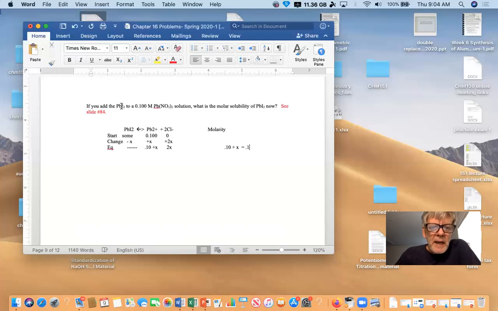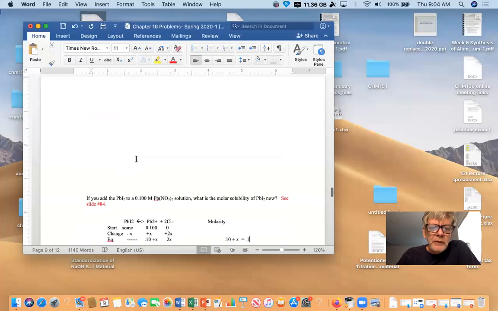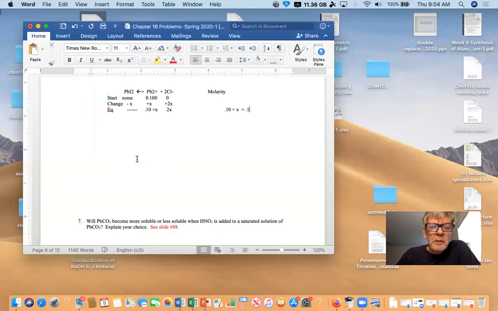Because we expect, well, we don't expect, we know the Ksp is very small. So just like a weak acid or weak base problem, we don't expect this reaction to go forward very much. So the amount that it goes forward is going to be small compared to what was already there. So we can just get rid of that, and that makes the math a little bit easier.